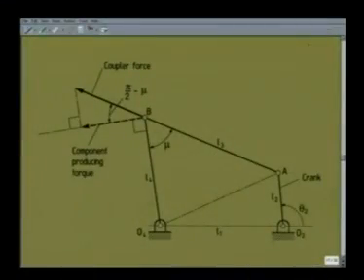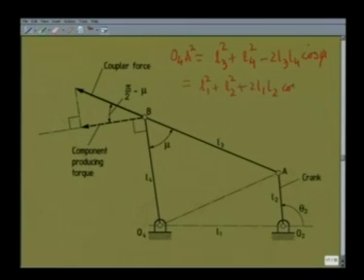To obtain an expression for the transmission angle mu, let us consider the triangle O4AB. Then we can write O4A squared is L3 squared plus L4 squared minus twice L3 L4 cosine mu. Same way, if we consider the triangle O4A O2, then I can write again O4A squared is L1 squared plus L2 squared plus twice L1 L2 cosine theta 2.